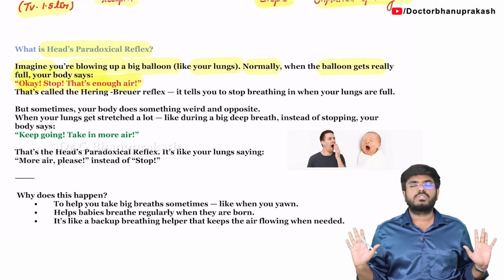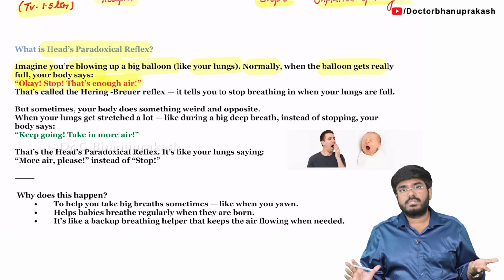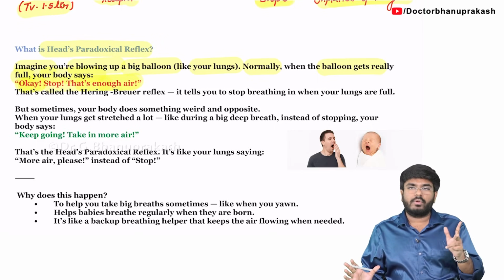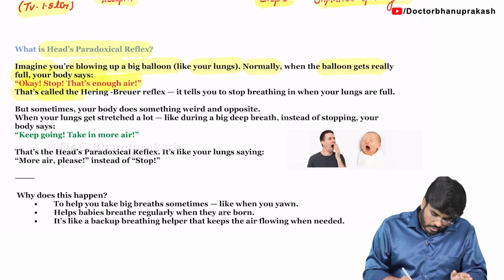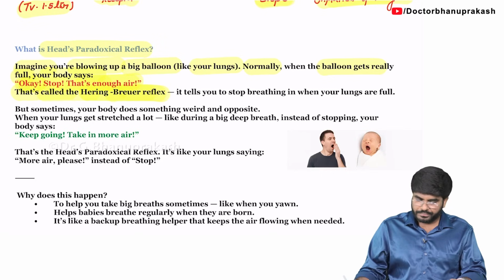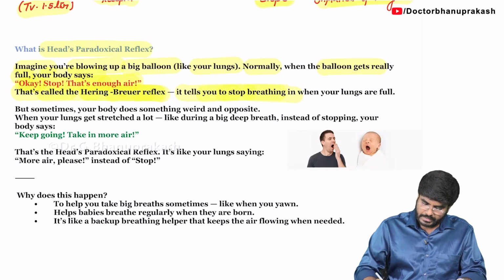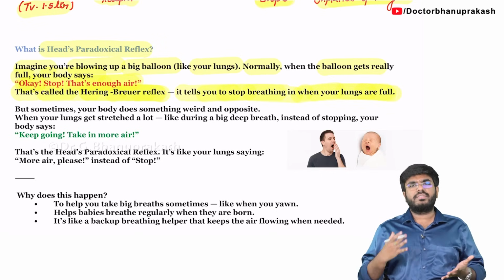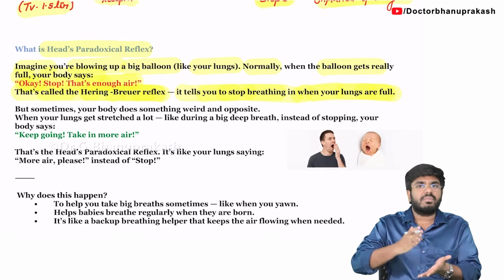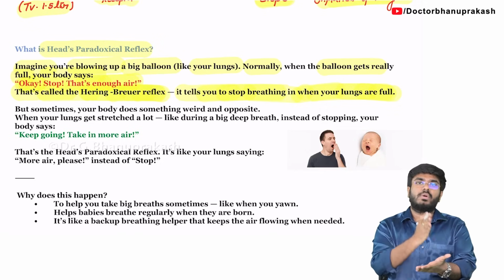Enough air came. Almost tidal volume has increased by 3 times. This is not good. There is hyperinflation. So the Hering-Breuer inflation reflex will come. You know it. It tells you to stop breathing when your lungs are full. When your lungs are full, this reflex, with the help of the vagus nerve, will tell you, stop it.